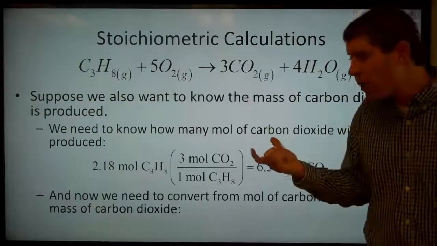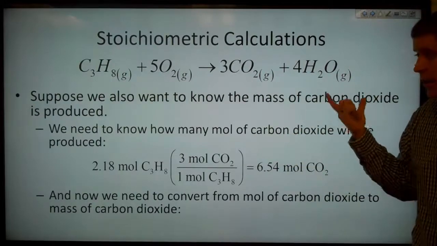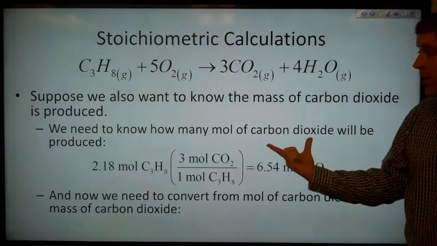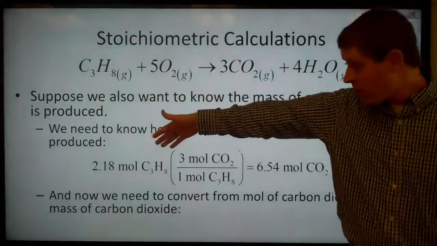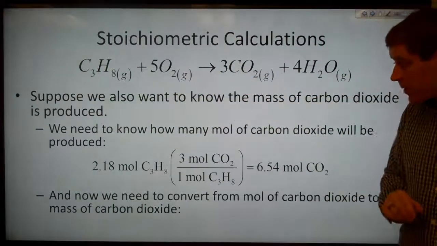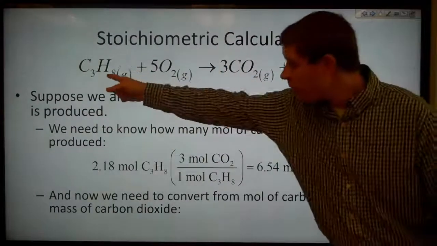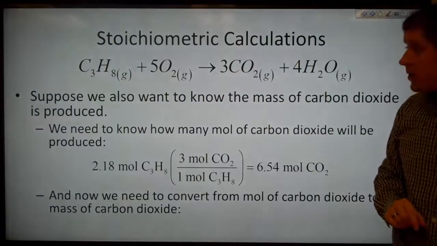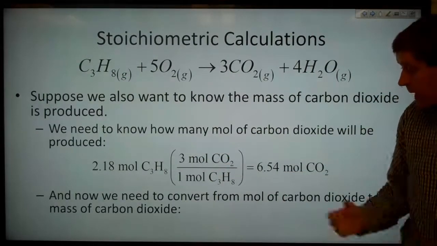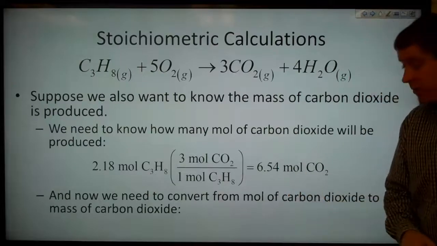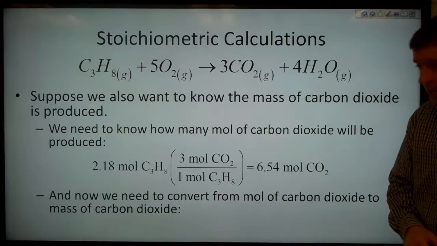So suppose we also want to know the mass of carbon dioxide that's produced. We need to know how many moles of carbon dioxide will be produced. We know that we have 2.18 moles of propane. We know that the mole ratio from propane to carbon dioxide is 1 mole of propane to 3 moles of carbon dioxide. And that means that we'll end up with 6.54 moles of carbon dioxide.